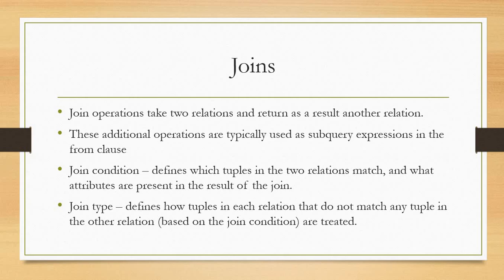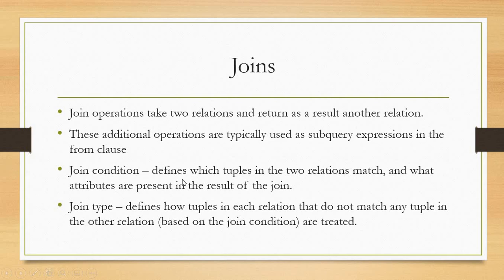With respect to joins, join operations take two relations or tables and return as a result another relation or table. Basically, this eliminates multiple information of the same record. Instead of having information on one person that is specific to two different tables, it just pulls everything together and puts it into one tuple or row.